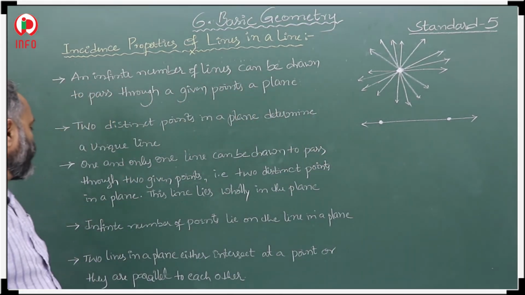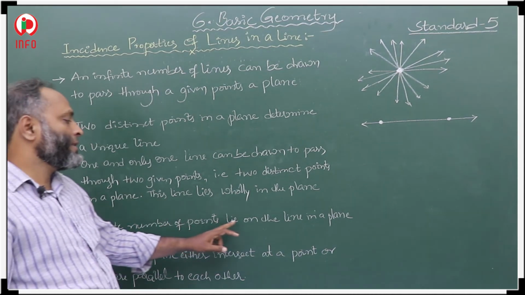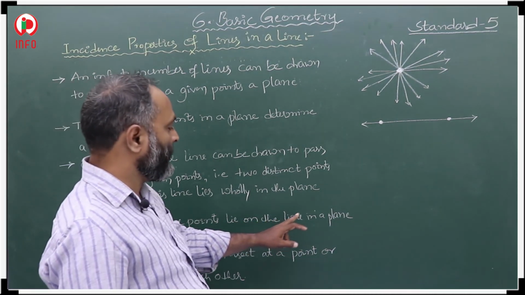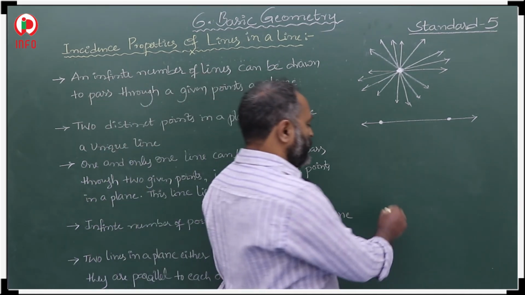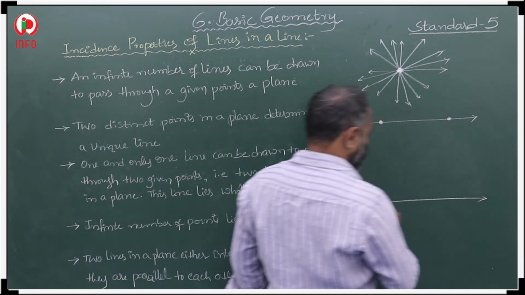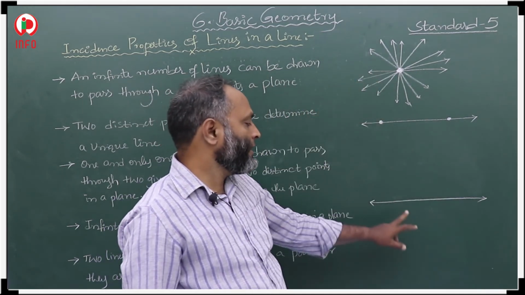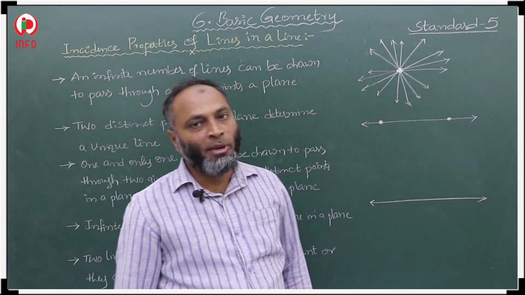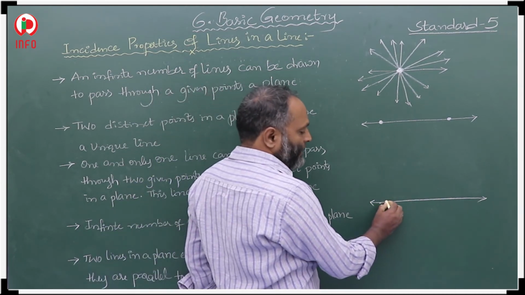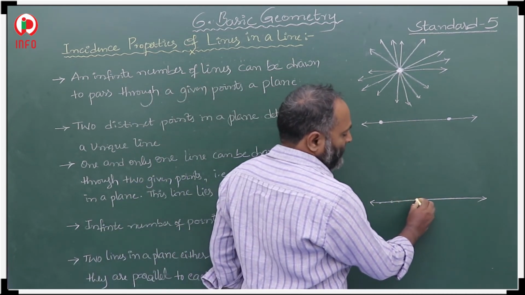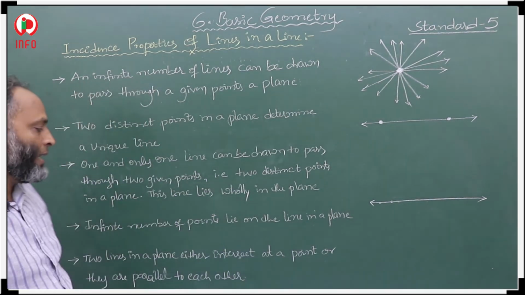Next, the fourth: an infinite number of points lie on a line in a plane. Suppose this is a plane, and in this plane one line is there. Then how many points lie on this line? Infinite points, that we already know. Infinite points lie on the line.